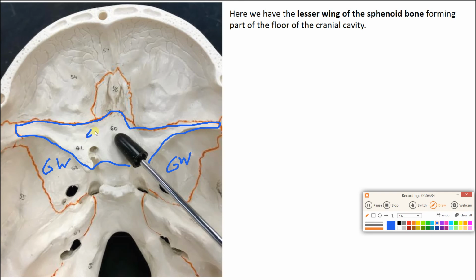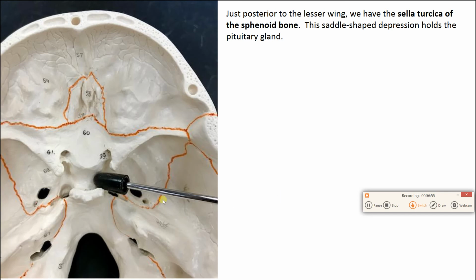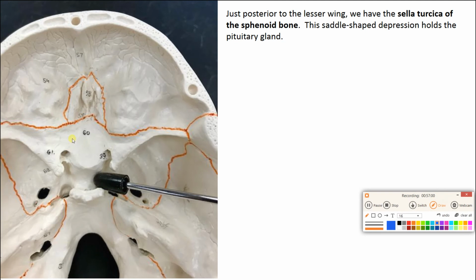Again, it's got that frontal bone in front of it. This is frontal right here. And this kind of pointy looking thing is the ethmoid bone, which we will meet shortly. Now, if we jump behind the lesser wing, in between the two greater wing chunks, we've got lesser wing, greater wing, greater wing. Right here, there is this saddle. It looks like a saddle. I swear, it looks like a saddle.